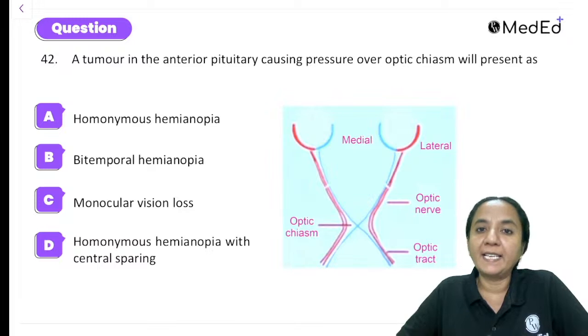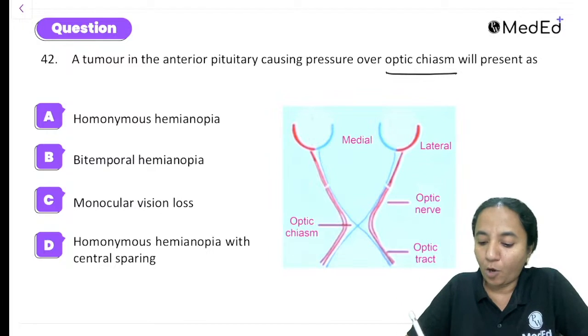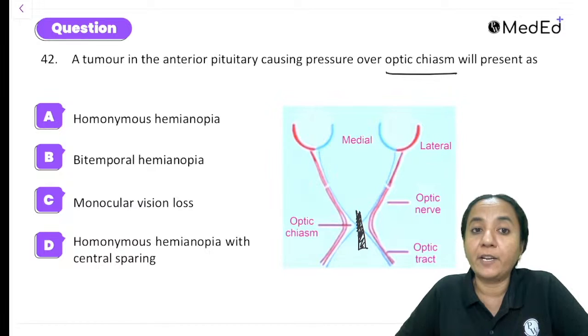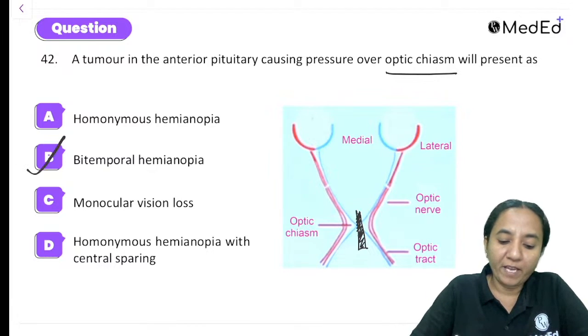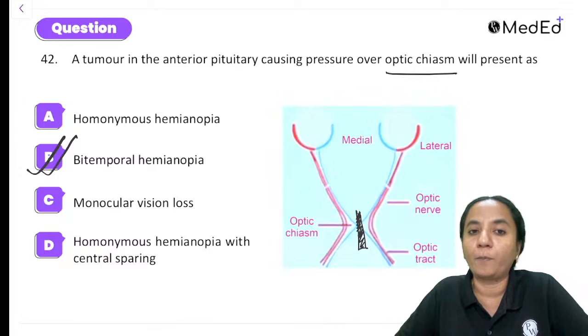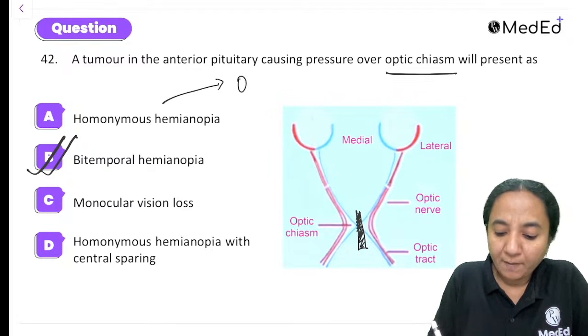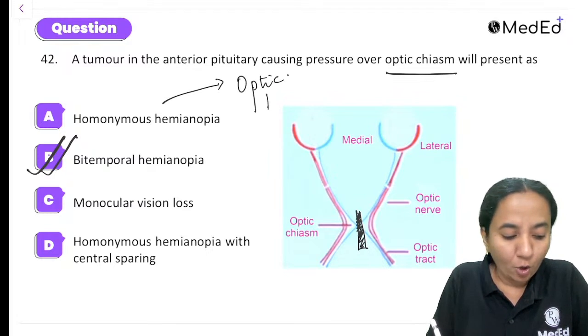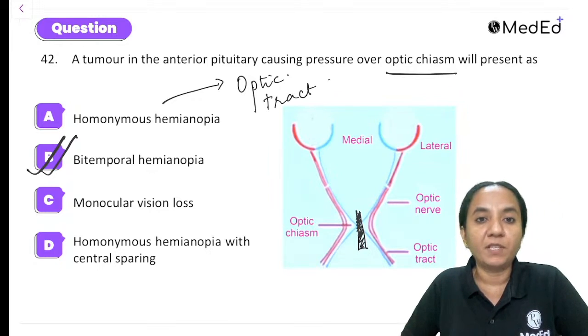A tumor in the anterior pituitary causes pressure over the optic chiasma. So see, this is the optic chiasma. So if there is a tumor or any lesion that is compressing the center of the optic chiasma, what are we going to see? Correct. We are going to see bitemporal hemianopia. Very good. So bitemporal hemianopia, this is seen when there is a lesion in the optic chiasma. And where do we see homonymous hemianopia? Homonymous hemianopia is seen if there is a lesion in the optic tract. If there is a lesion in the optic tract, you get homonymous hemianopia.